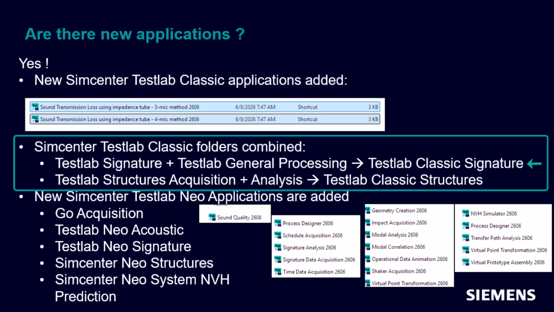We've also combined the Testlab Classic folders for signature and Testlab General Processing into one brand new one called Testlab Classic Signature. Under Testlab Classic Signature, you're going to see Signature Acquisition, Signature Acquisition Standard, Signature Acquisition Advanced, Signature Throughput Processing, Time Signal Calculator, etc. We've combined Testlab Structures Acquisition and Analysis into Testlab Classic Structures. Here you'll see impact testing, spectral testing, MIMO-FRF testing, swept and stepped sine, normal modes, as well as geometry and modal analysis and operating deflection shapes. Those classic applications have all been combined into one Testlab Classic Structures folder.